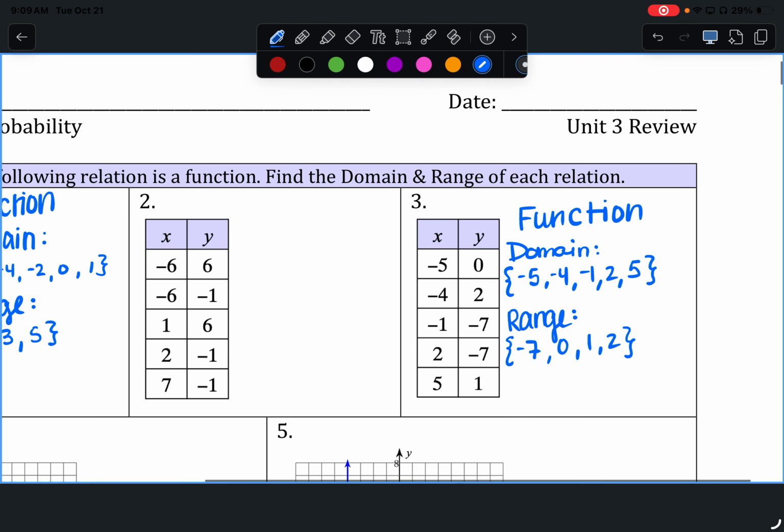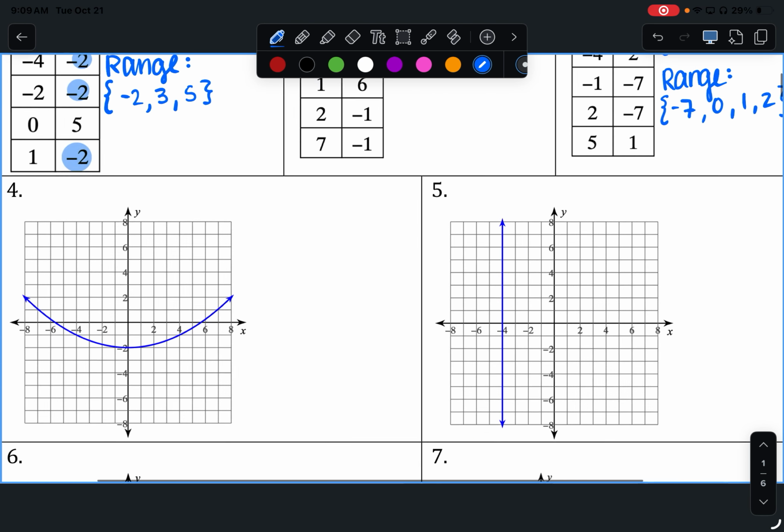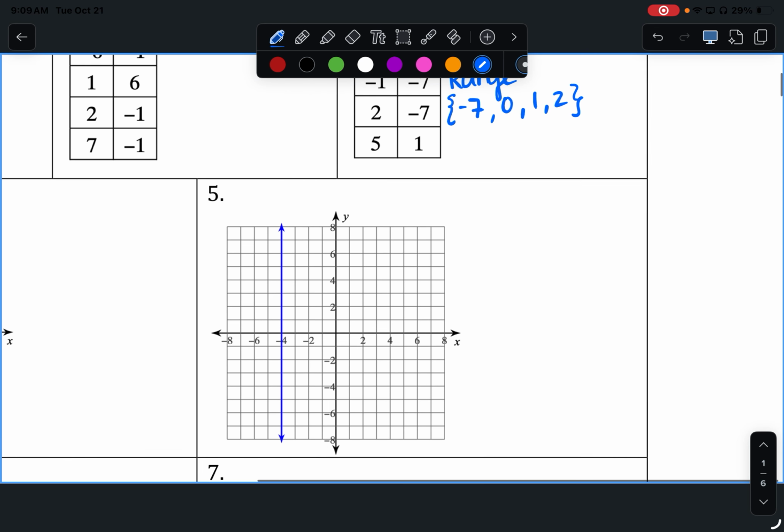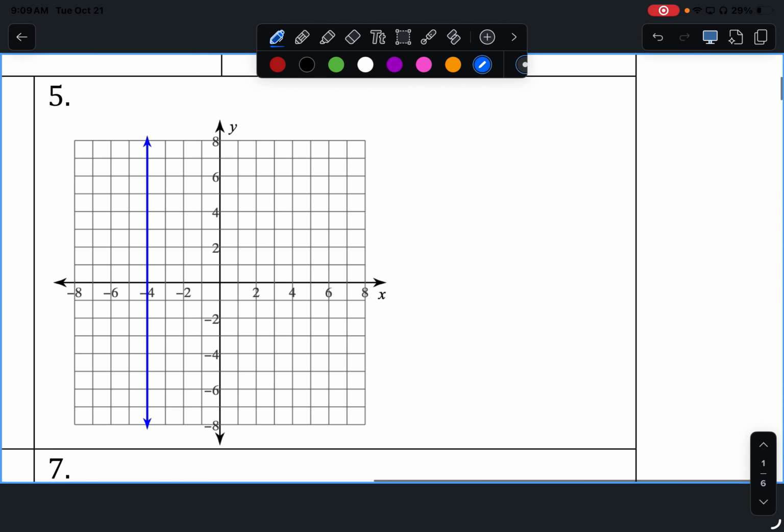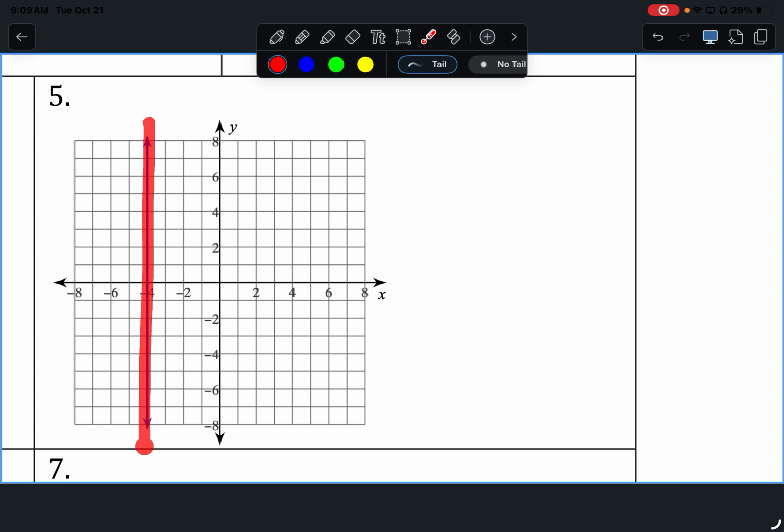All right, now we're going to go to number 5. Okay, if we have a graph, how do I determine whether or not it's a function? Vertical line test. So to pass the vertical line test, it can only intersect a vertical line one time. If I draw a vertical line on top of that vertical line, the entire line intersects. That's a lot more than once. Okay, so does that pass the vertical line test? It is not a function.